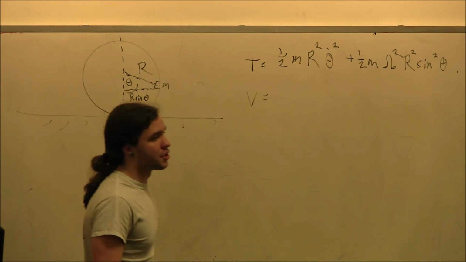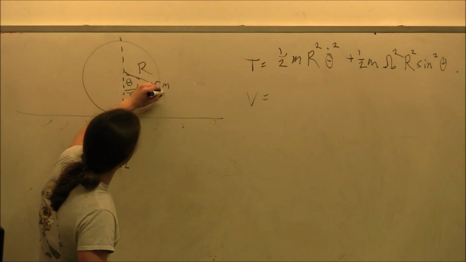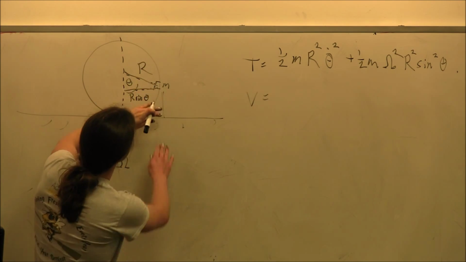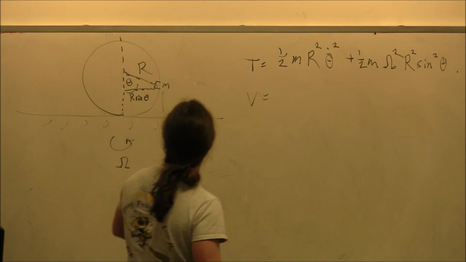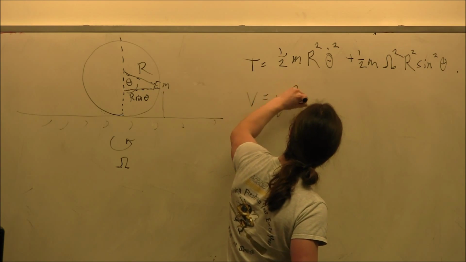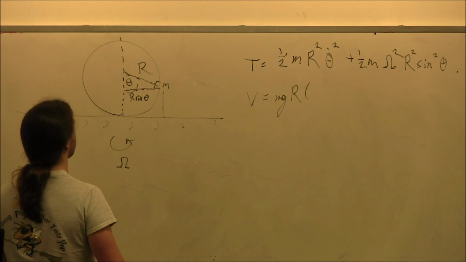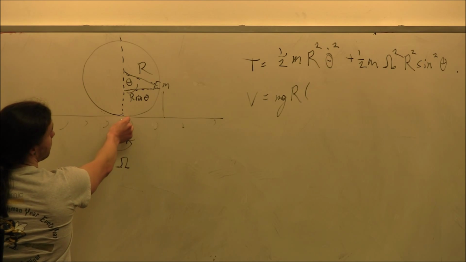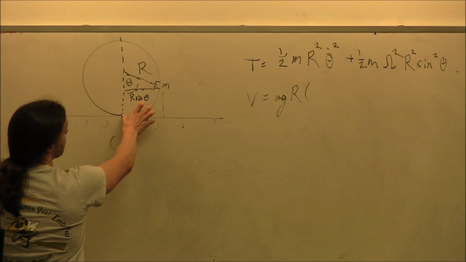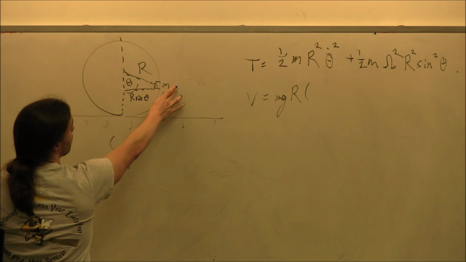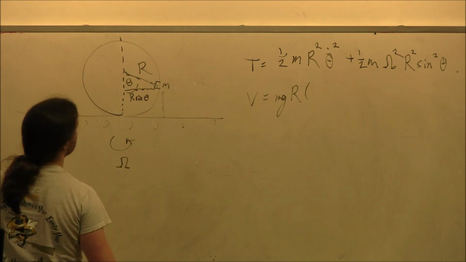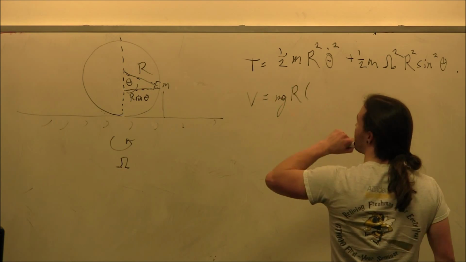So we've also got a potential energy associated with this system. The potential energy is going to be measured as the height above the ground. So this can be expressed as, this is where you just have to kind of think real hard. When theta is equal to 0, you have the lowest amount of potential energy. And as theta increases, you get up to r first, and then you go up to 2r.